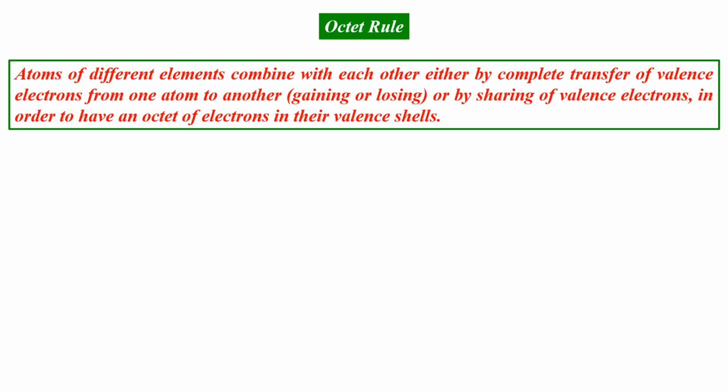Clear? So, atoms of different elements combine with each other either by complete transference of valence electrons from one atom to another or by sharing of valence electrons in order to have an electronic configuration of 8 electrons or octet of electrons in their valence shells. Clear? Only then they would attain stability. So this is called octet rule. This is very important, children. So please learn it thoroughly and properly.